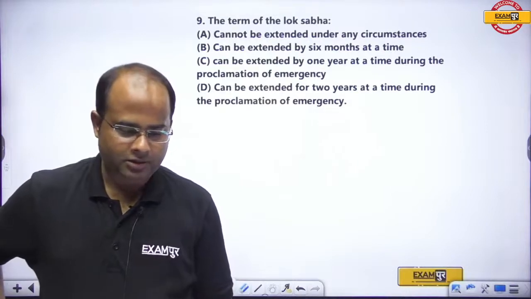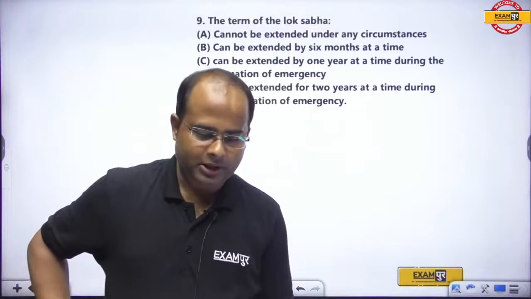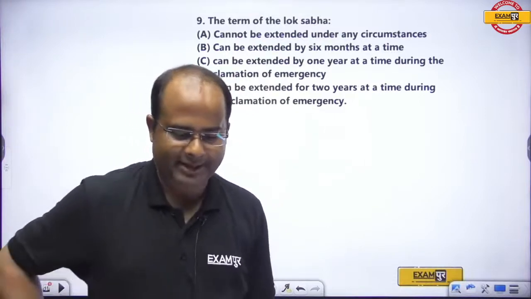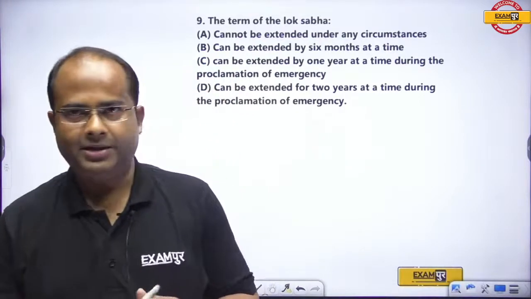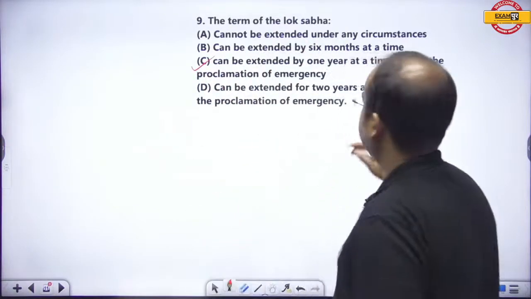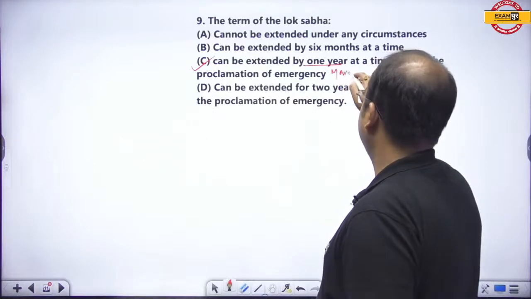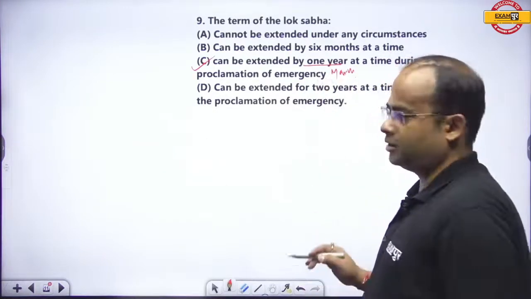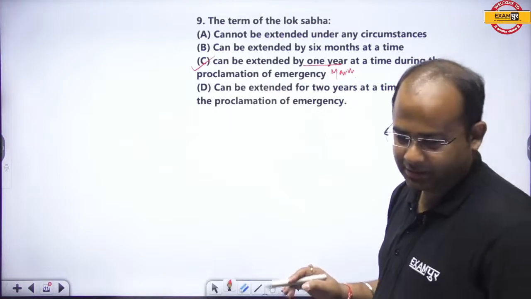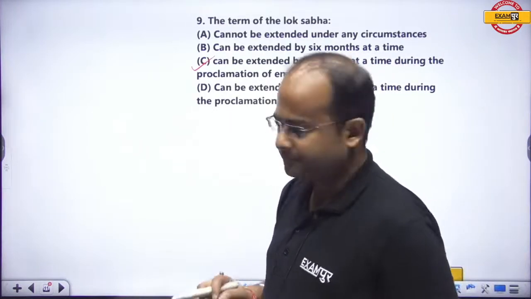Okay, the first answer is from Sharvani. Okay, very good. So guys, what will be the correct answer? Yes, the correct answer will be option C. That is, it can be extended by a maximum of 1 year at a time of proclamation of emergency. And this provision, article 83, is for Lok Sabha; article 80 is for Rajya Sabha.